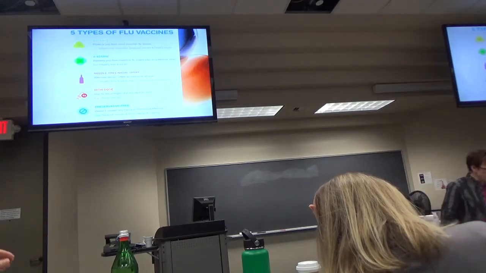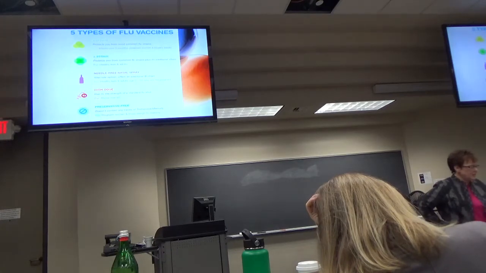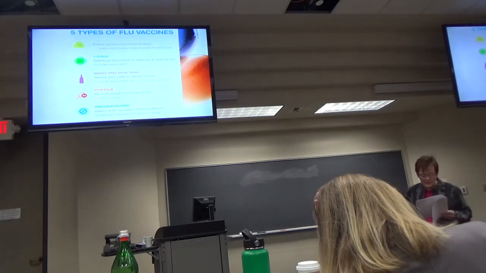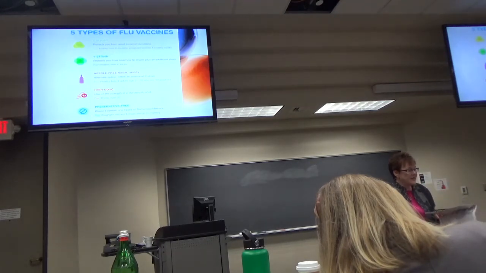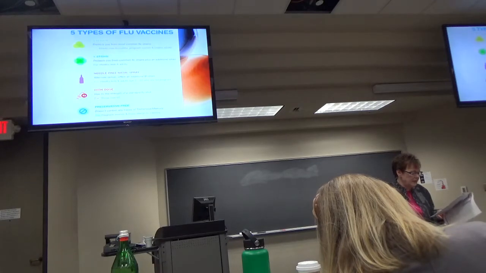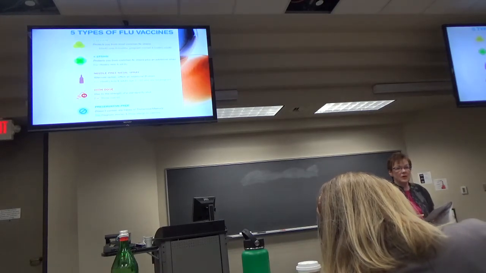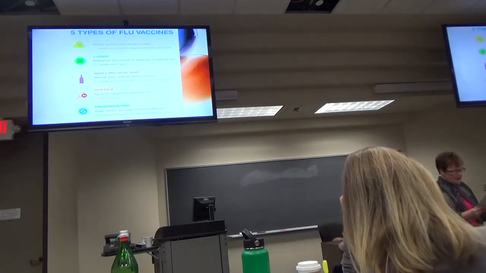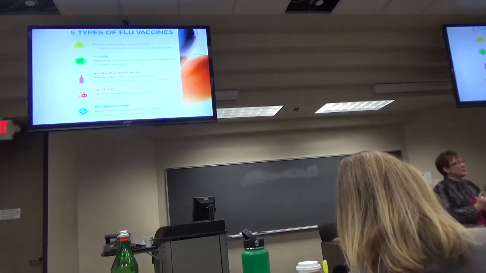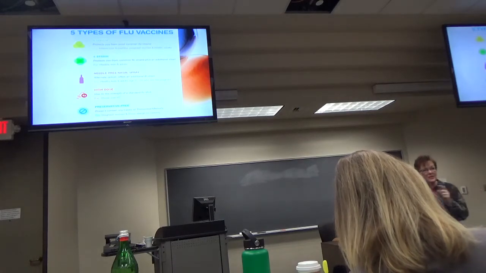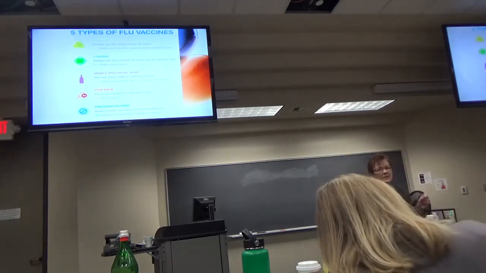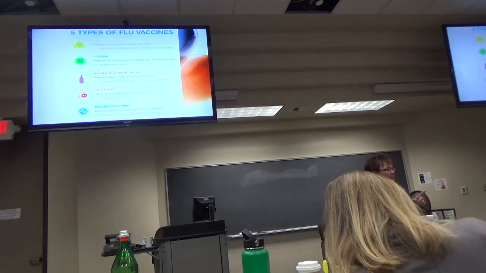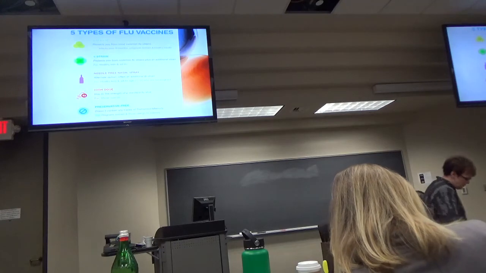Products this year at the bottom, 80% are quadrivalent. You'll see you can get a quadrivalent inactivated, quadrivalent recombinant, live attenuated, that's the FluMist, and trivalent. The Fluzone High-Dose is a trivalent for the adults. You'll see at Fluad there's an adjuvant. So sometimes you'll see vaccines that have adjuvants added. Those are always added in order to boost the immune response. So if you see that term in the vaccine's name, that's what that means.